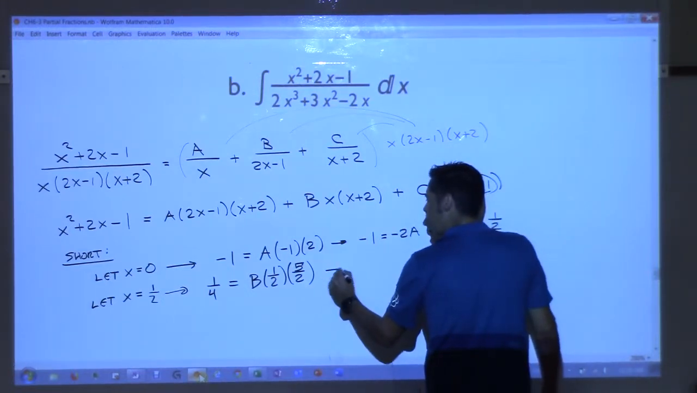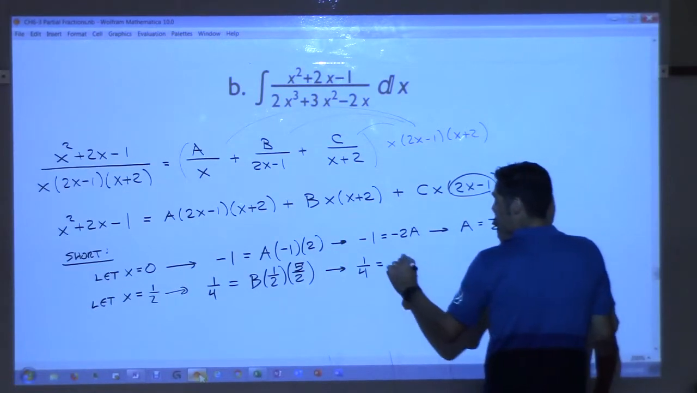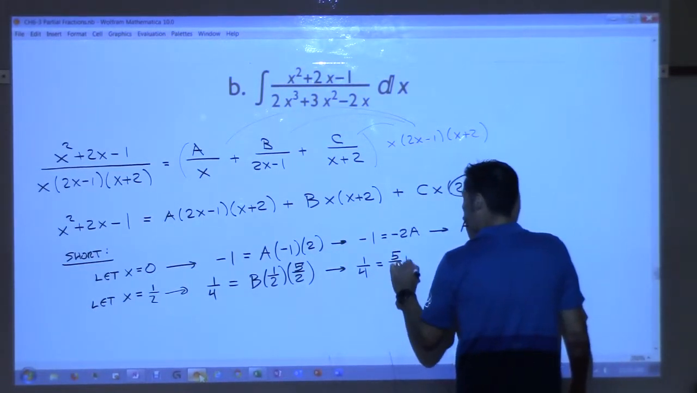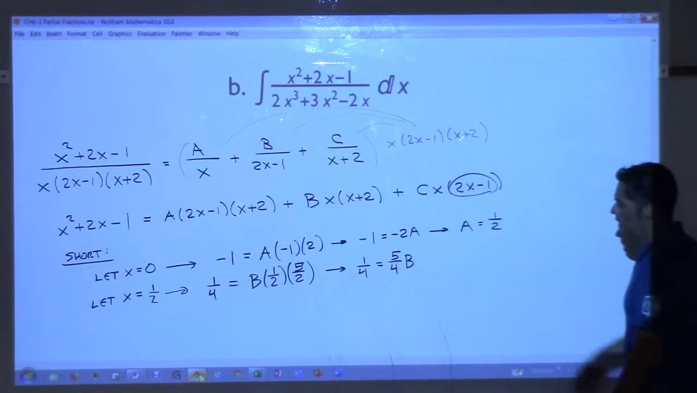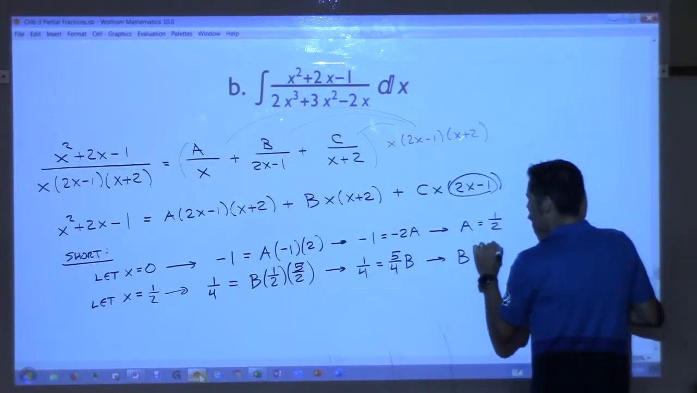So here's what we've got. We've got 1/4 equals 5/4 b. And then divide or multiply by the reciprocal, however you want to do it. What's b? 1/5.